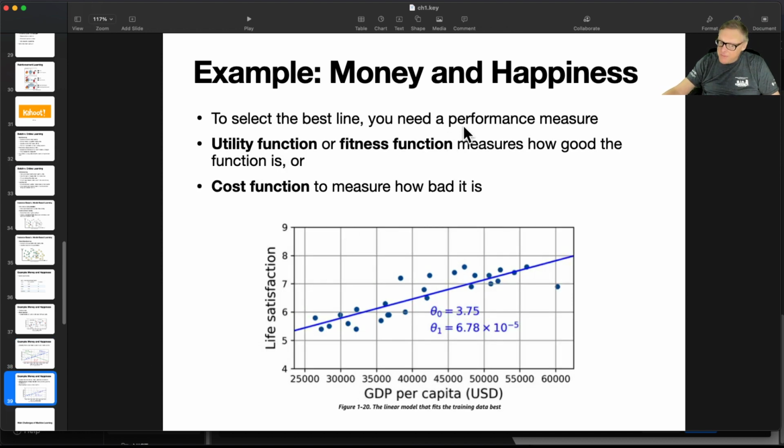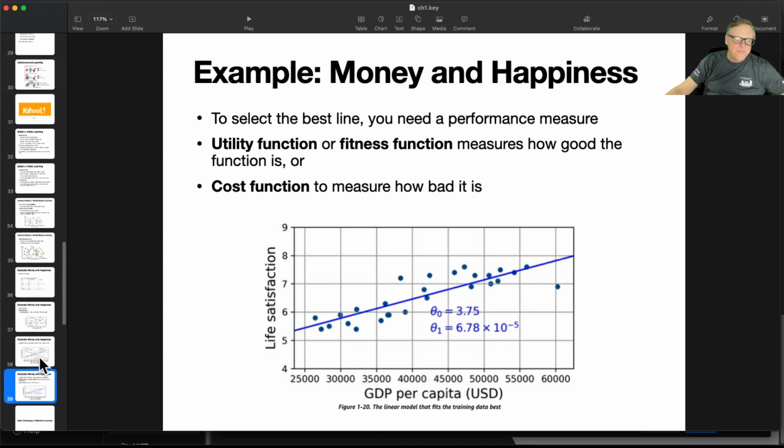You need a performance measure, so you have a fitness function, and typically in a case like this you'd make it the mean squared error. Take the vertical distance between the observations and the theory, square that and add it up, and then try to minimize that number. That's a cost function.